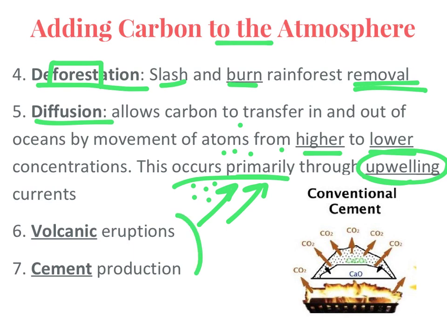Some not as common ways, but carbon is added to the atmosphere through these processes: volcanic eruptions and the human production of cement. Okay, again, both of those happen, put CO2 in the atmosphere, but are not quite as common as the others listed.